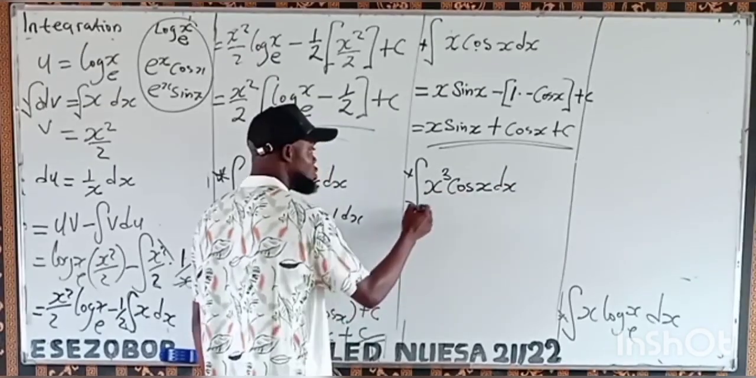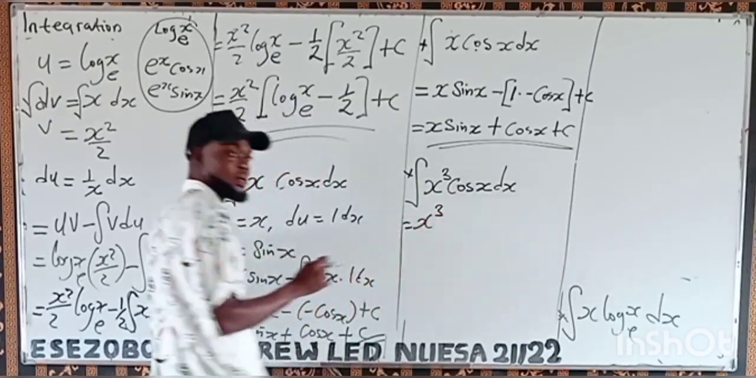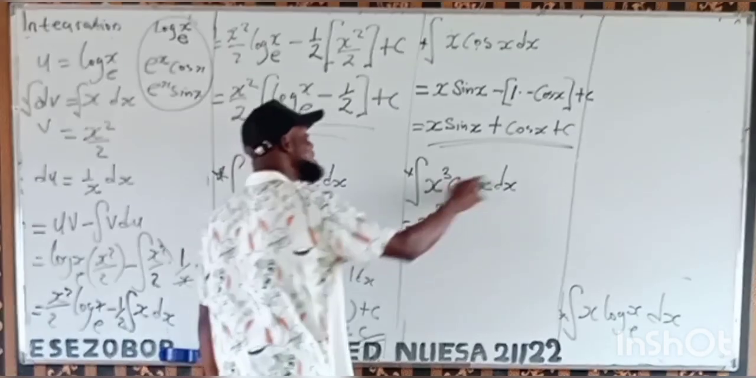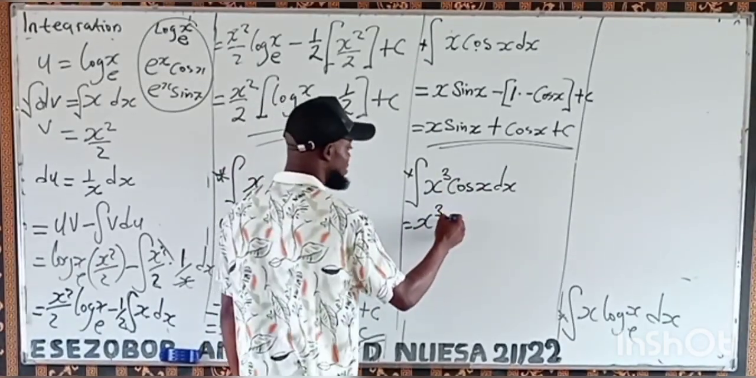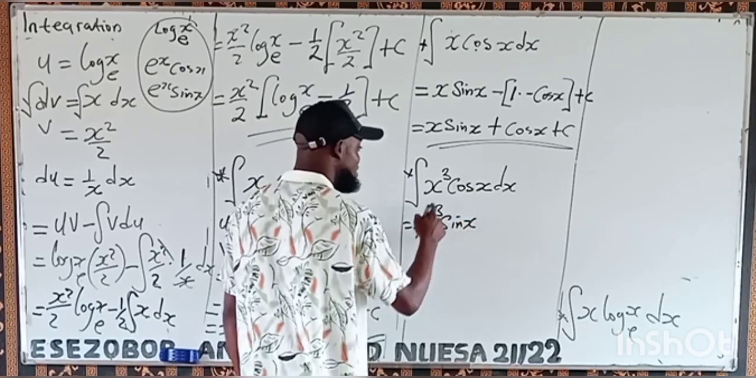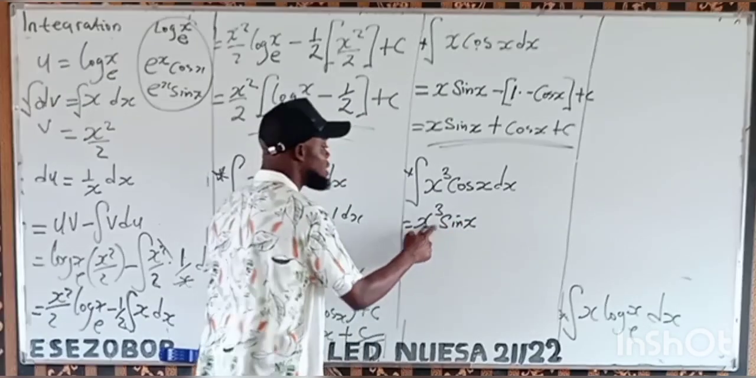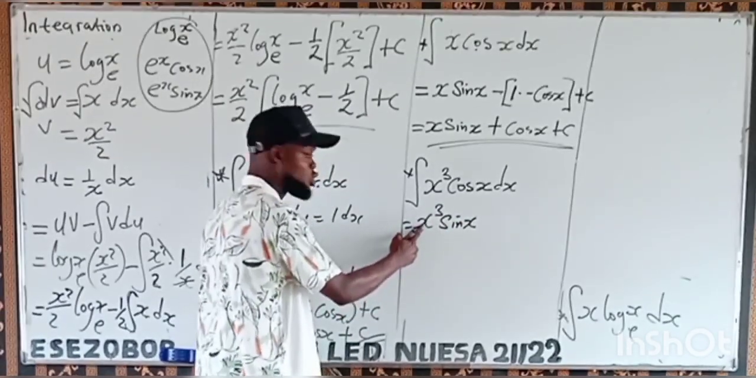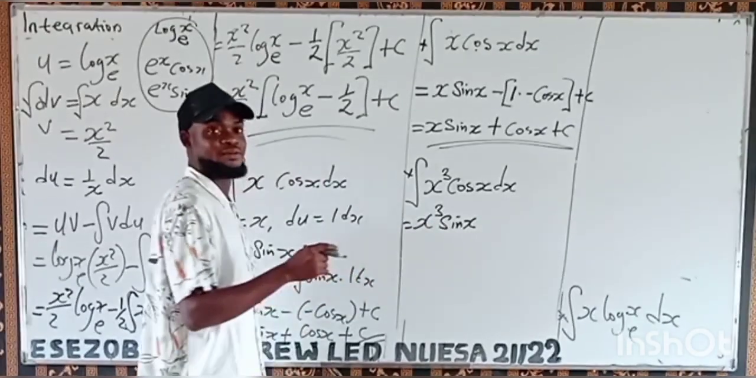First of all, choose u. U is x cubed. Write down that. Then the other one, we integrate it to get v. Integration, I'm going to have sin x. Then you are done with this. You come back to this. Then you start differentiating your u and you'll be integrating your v.